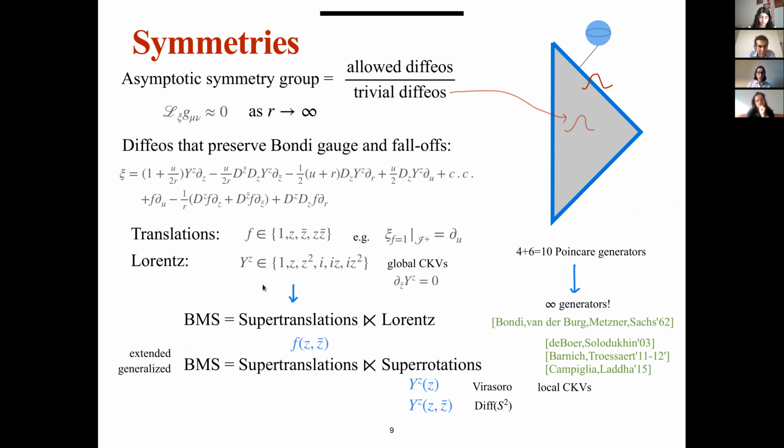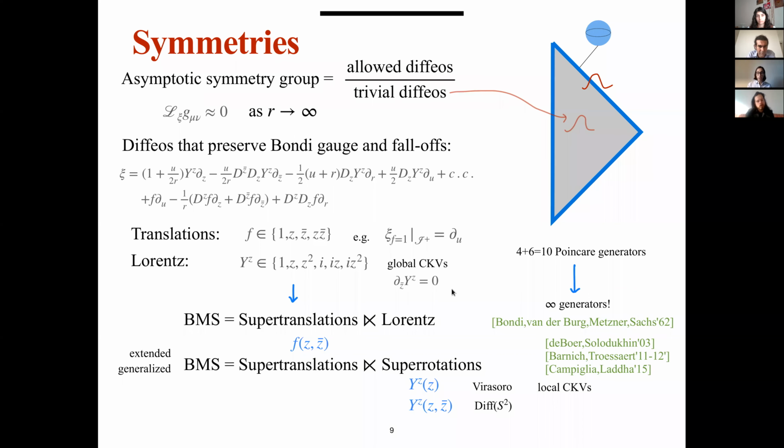For Lorentz transformations, in order to preserve the fall-offs of the metric, we have to satisfy the conformal Killing equation on the sphere, which is given by this equation written here, ∂_z̄ y^z = 0. And so these are global conformal Killing vector fields. So this makes up the Poincaré group, which has 10 generators.